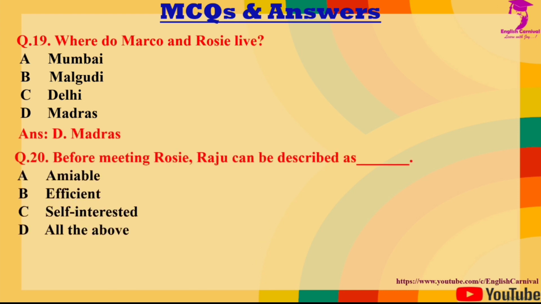Question number 20 we have, before meeting Rosie, Raju can be described as dash. Options are A. Amiable, B. Efficient, C. Self-interested, and D. All the above. Correct answer is D, and that is all the above.